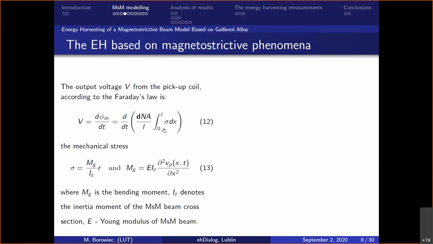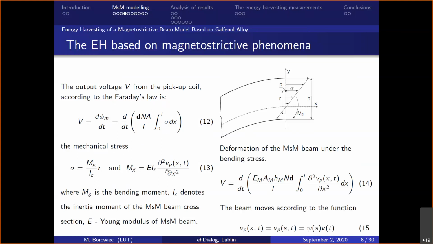And in this equation, one can get the mechanical stress, and there is the bending moment, which is correlated to the Young modulus and the moment of inertia of the cross section of the magnetostrictive beam. And here is shown the deformation of the magnetostrictive beam while the bending moment is acting. One can get some stresses from the neutral axis, which change as the radius is increasing.